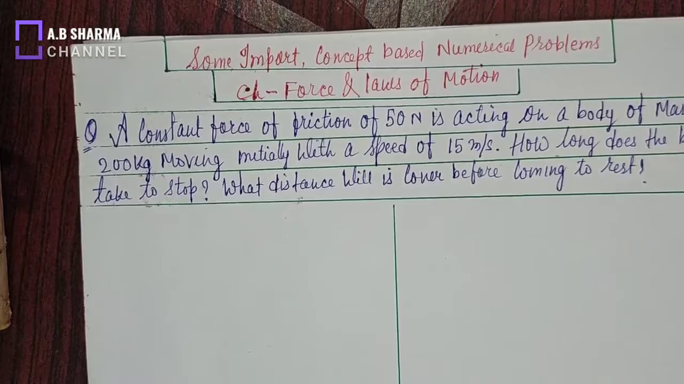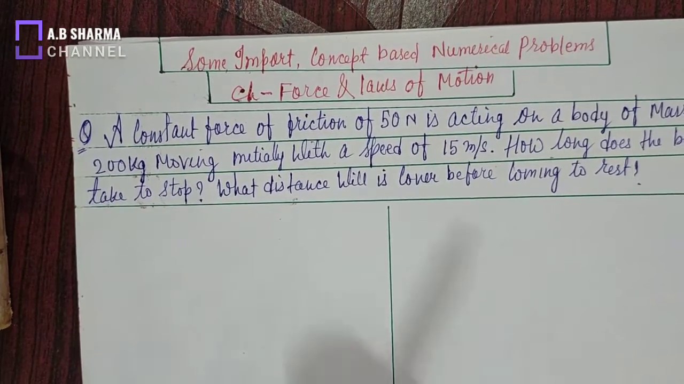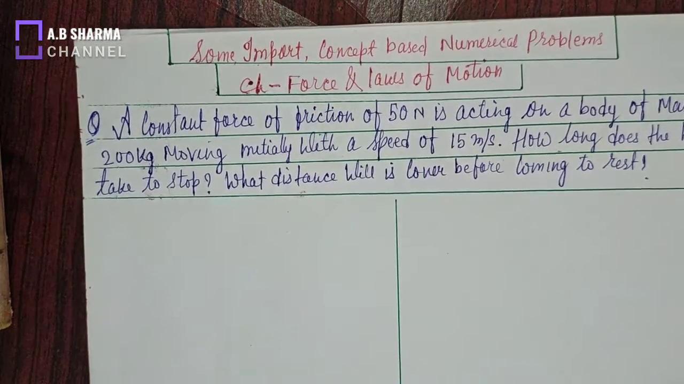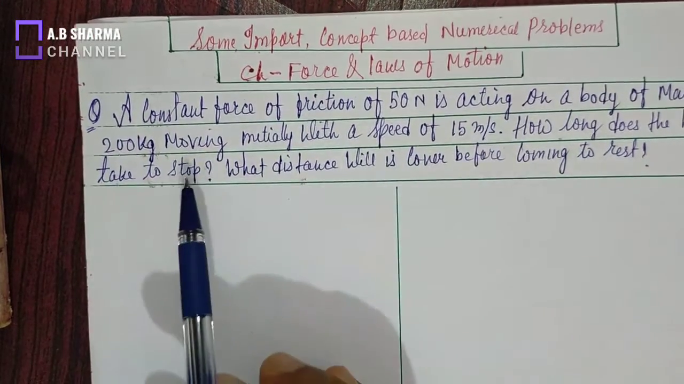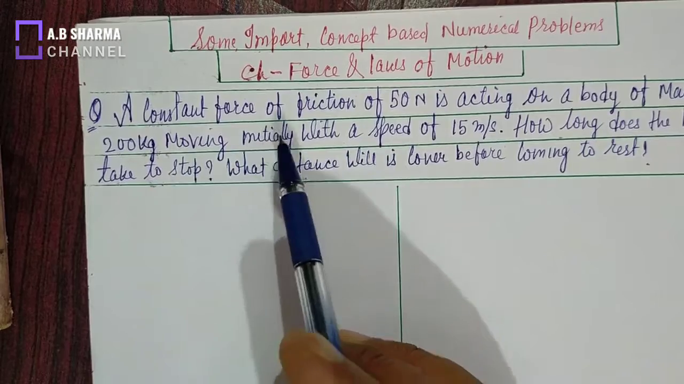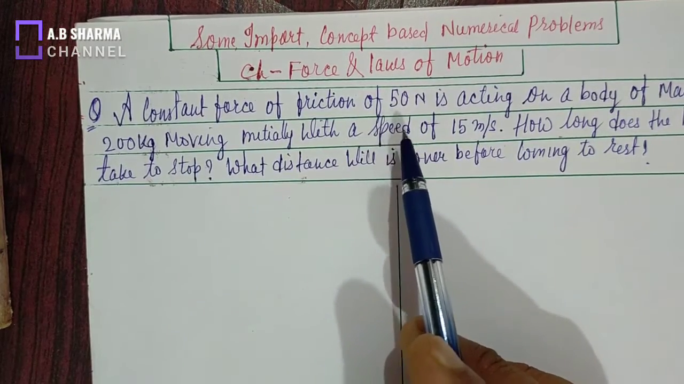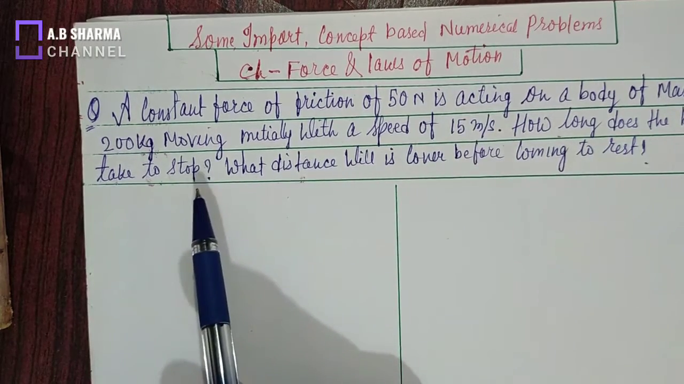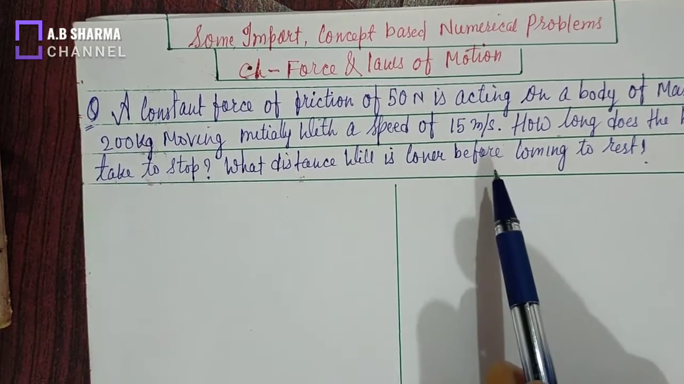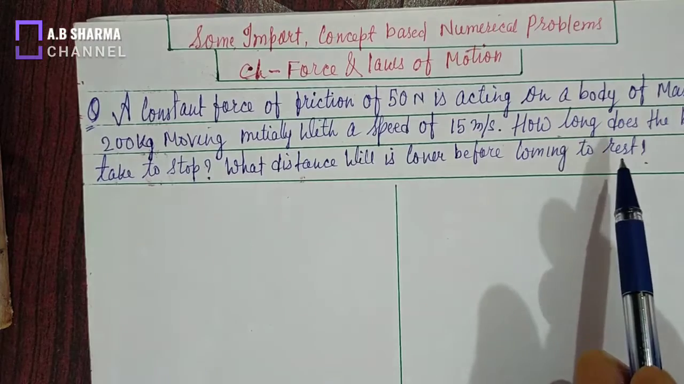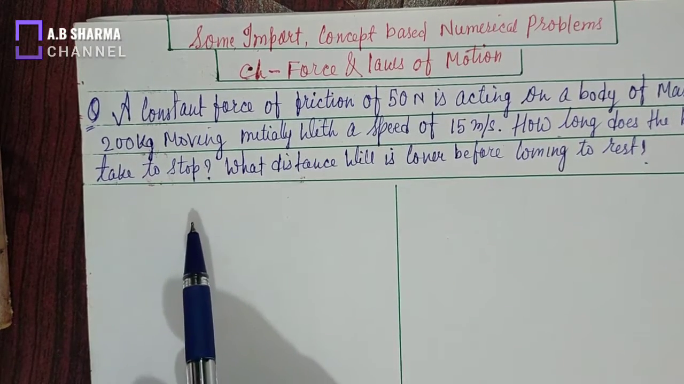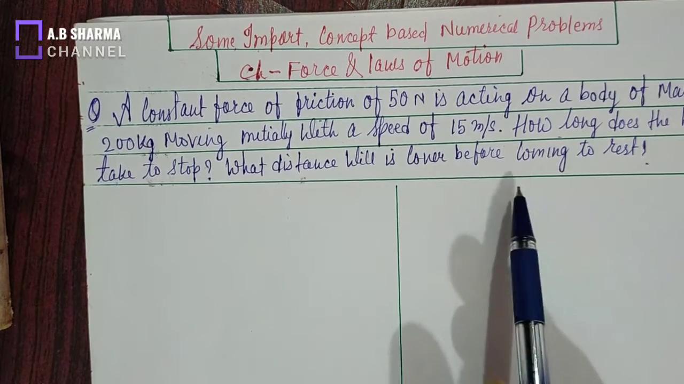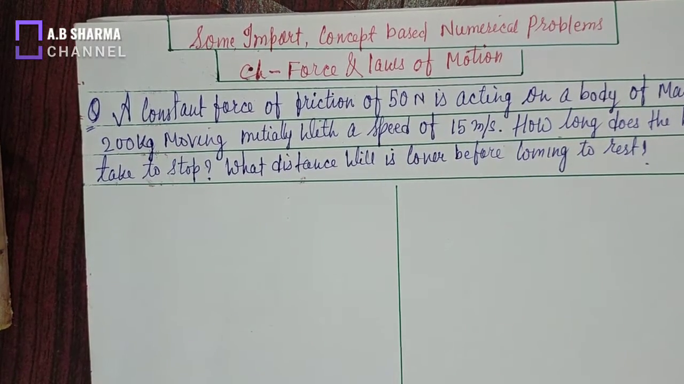In this video I will explain some important concept based numericals from the chapter Force and Laws of Motion. So let us start. First question is that a constant force of friction of 15 Newton is acting on a body of mass 200 kg, moving initially with a speed of 15 meter per second. How long does the body take to stop? What distance will it cover before coming to rest? This is the question.